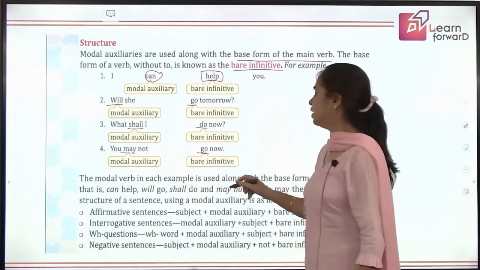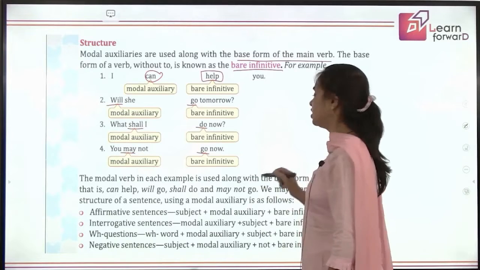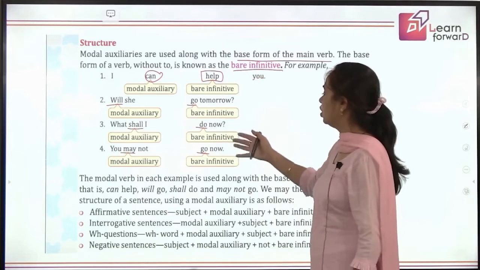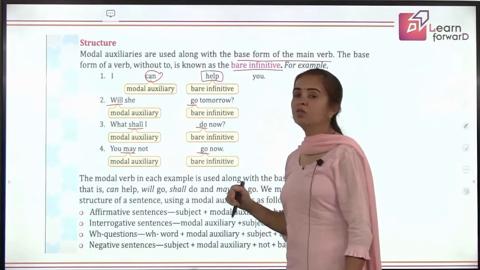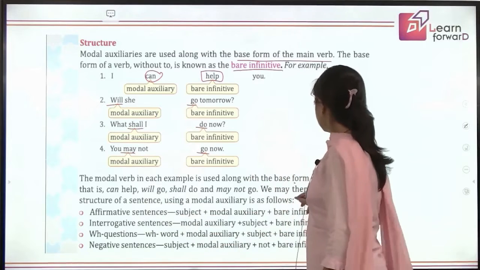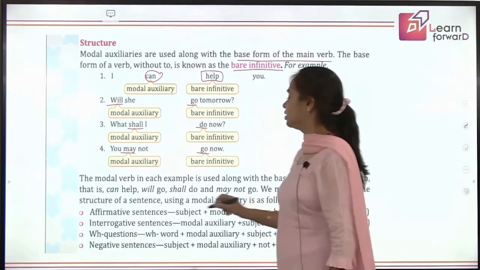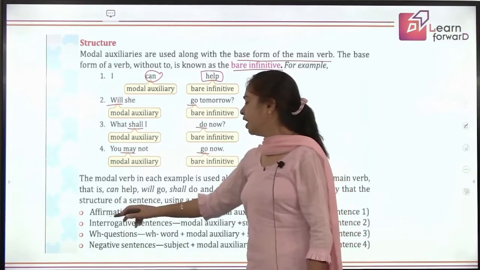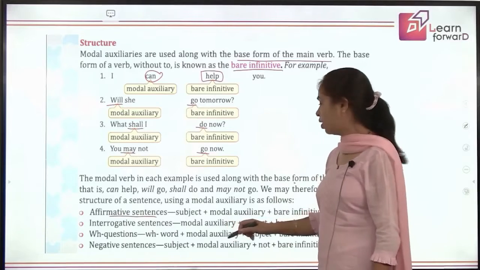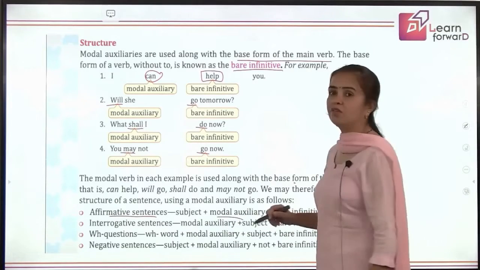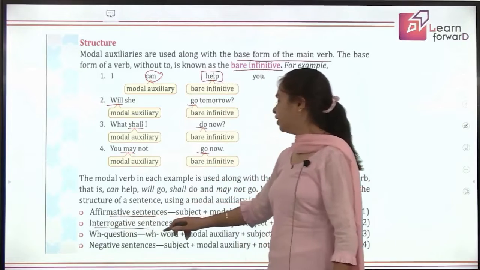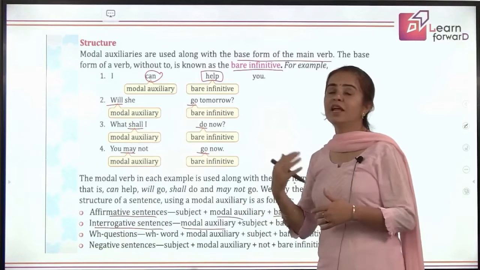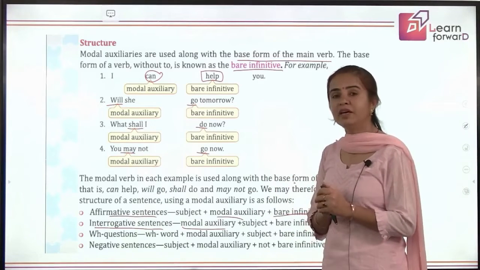The modal verb in each example is used along with the base form of the main verb here, as you have already seen. So these all are the base forms of the verbs. Now, we may therefore say that the structure of a sentence using a modal auxiliary is, how is it used? In affirmative sentences, you just use the modal auxiliary followed by bare infinitive. When you talk about interrogative sentences, you use the modal auxiliary, then the subject. It's just like the helping verb goes before the subject when we write interrogative sentences.